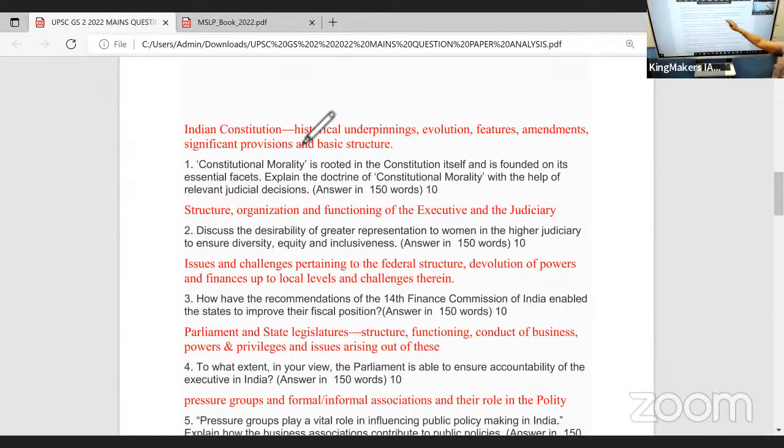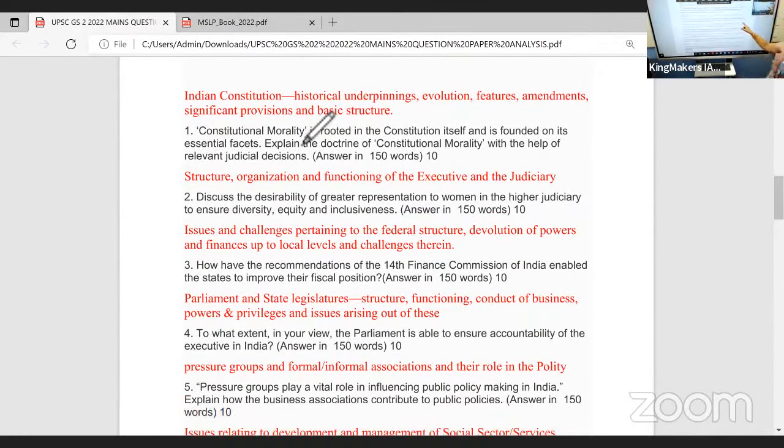So constitutional morality. Discuss the desirability of greater representation to women in the higher judiciary to ensure diversity, equity and inclusiveness. See, there are questions which are asked in terms of what is the problem, analyze the problem. Just write it down. There can be questions which ask you to analyze the problem or analyze the solution.